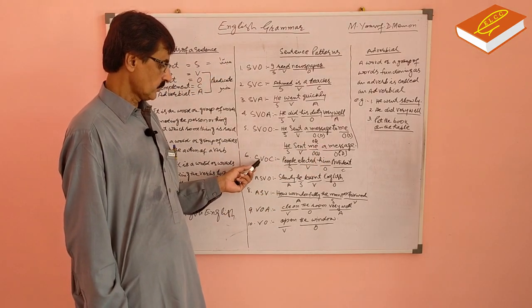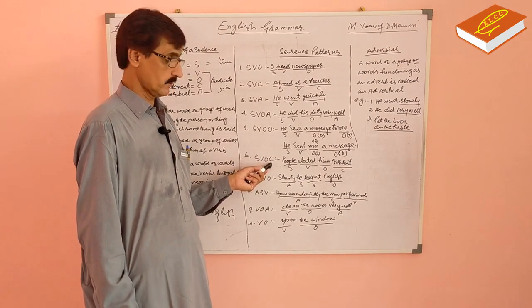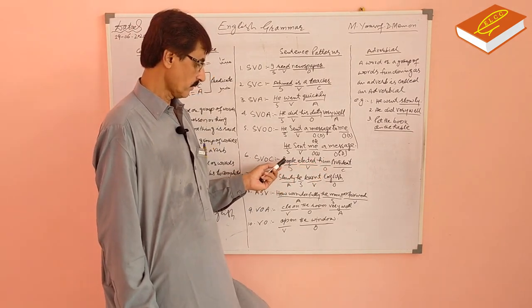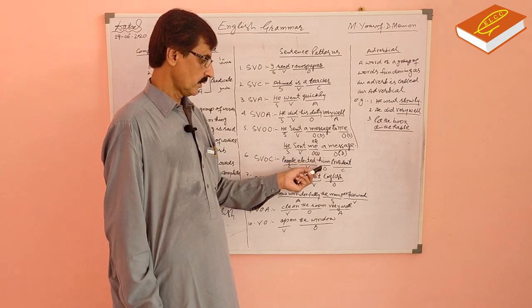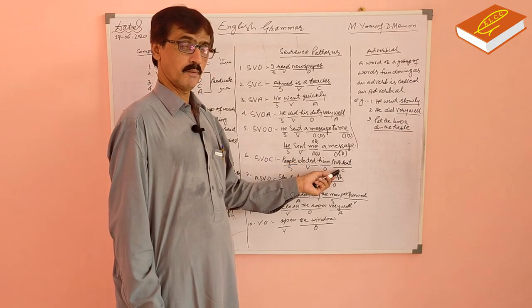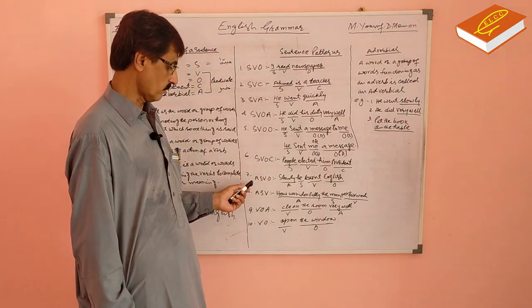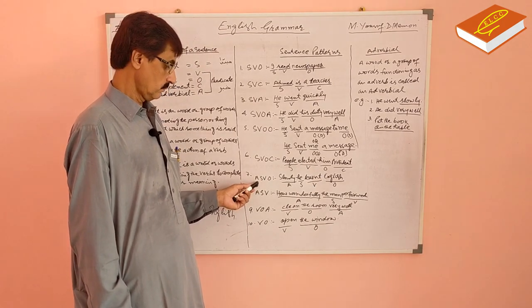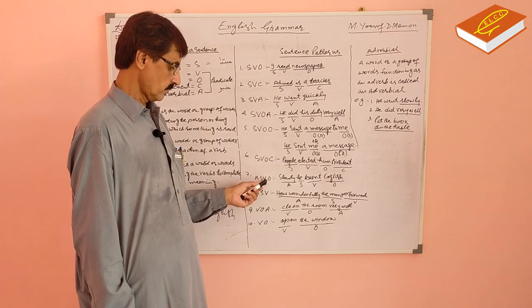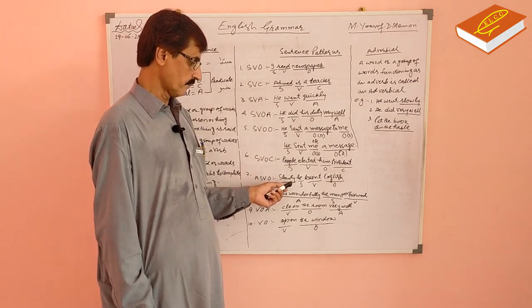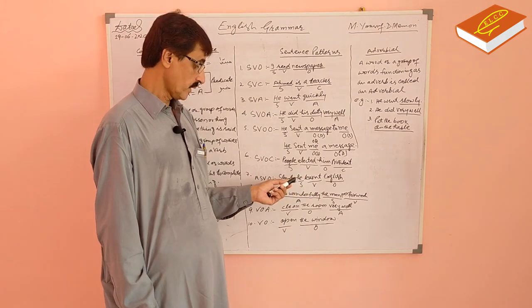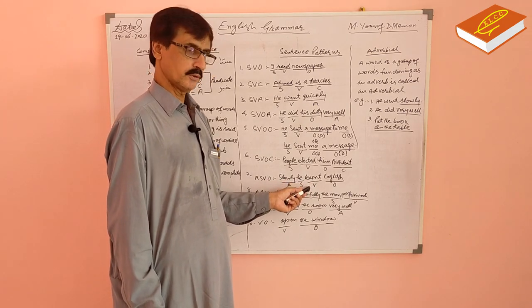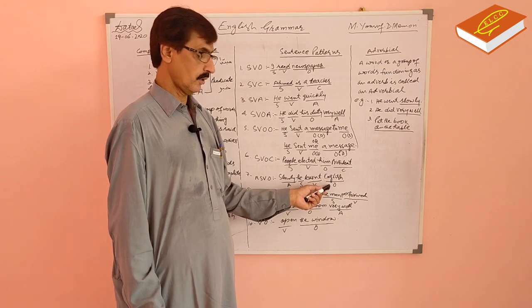Number 6 pattern. Subject, verb, object, complement. Sentence: people elected him president. People is subject, elected is verb, him is object, and president is complement. Number 7 pattern. ASVO, adverbial, subject, verb, object. Slowly he learnt English. Slowly is adverbial, he is subject, learnt is verb, English is object.